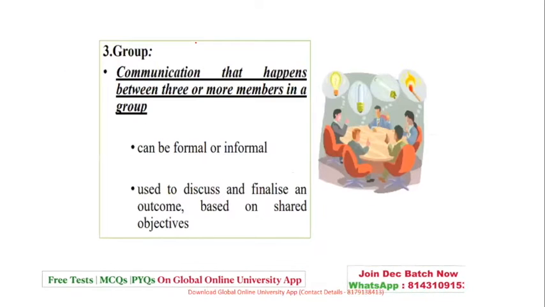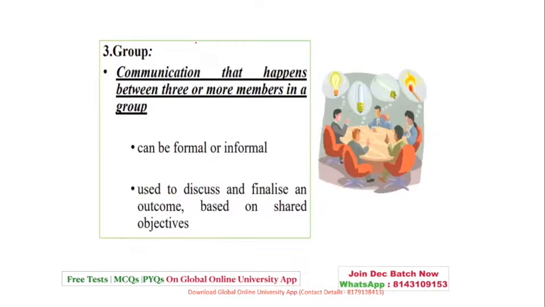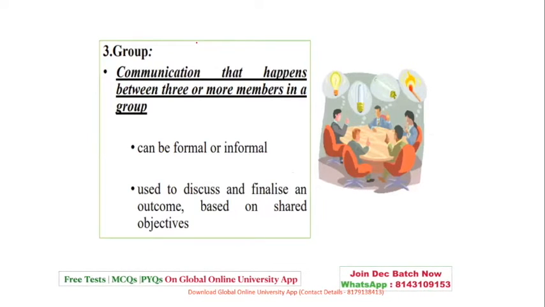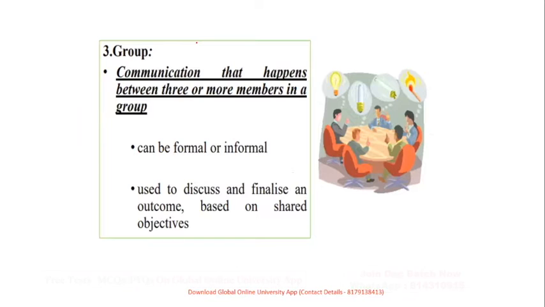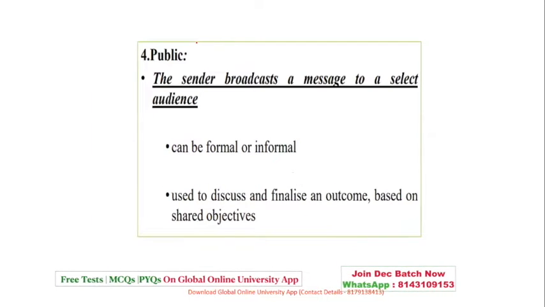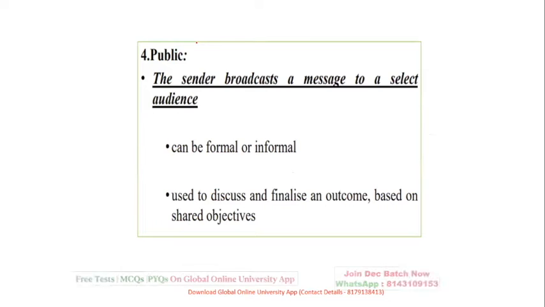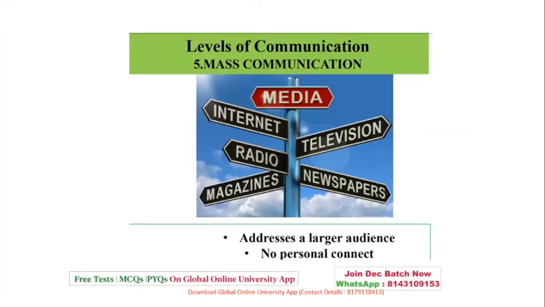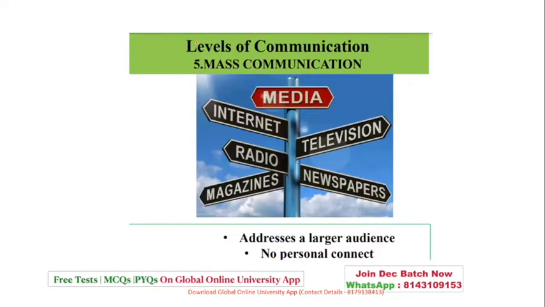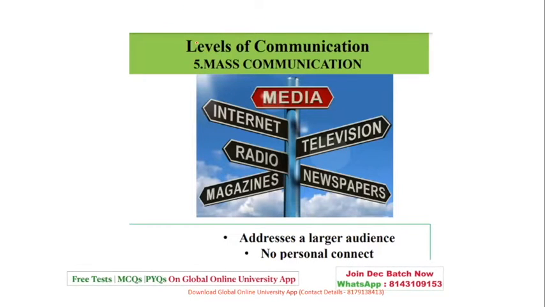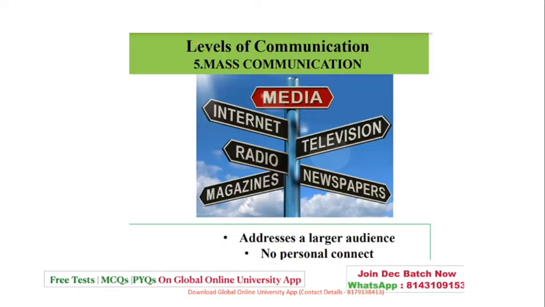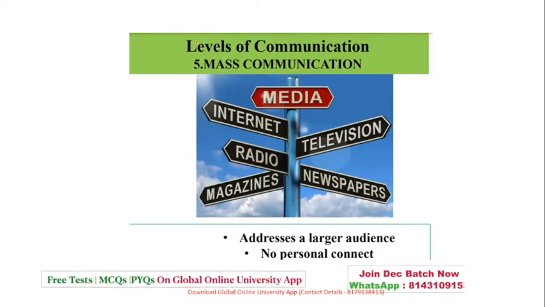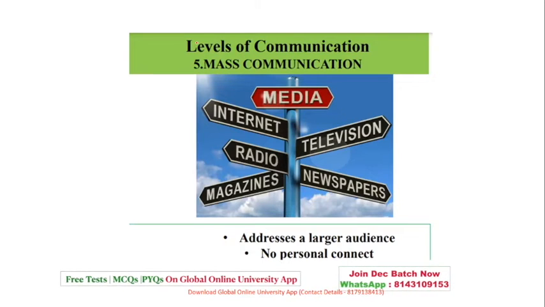Now, group communication happens between more than two members. It can be formal and informal, which is used to discuss, or there can be an outcome out of it. Public communication happens at a mass level, which again can be formal and informal. And mass communication is the huge form of communication where you address a large number of audience, and there is no personal connect, with the help of internet, radio, magazines, newspaper, pamphlets, brochures, or television.